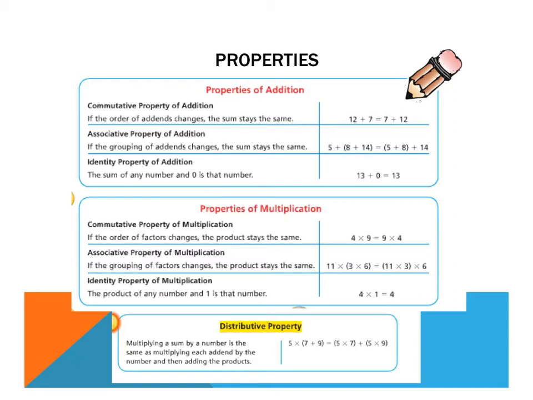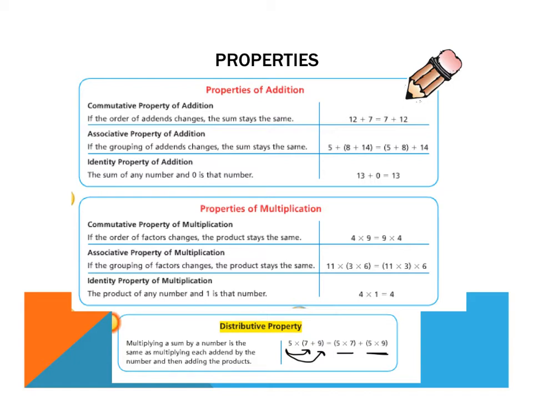Last is the distributive property. That tells us that multiplying a sum by a number is the same as multiplying each addend by the number and then adding the products. For example, if I distribute this 5 to the 7 and to the 9, it becomes 5 times 7 plus 5 times 9. I just distributed the 5 to the 7 and to the 9 to add to get the final product.